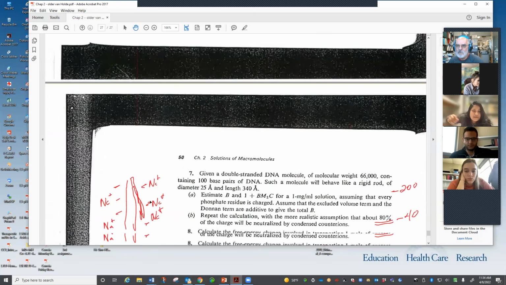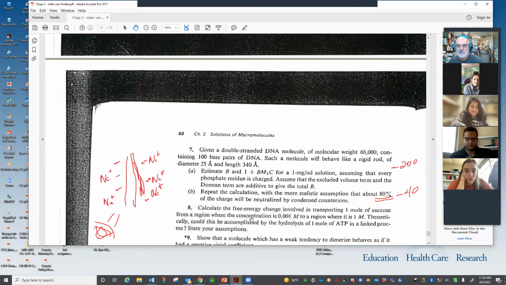Yes. And then this one, I think some of you are still working on this. This problem was challenging, but it's the same thing, right? They're asking us for B and 1 plus BMC for a 1% solution. The thing here is, when I went over this in class, they're asking for excluded volume plus the Donnan effect. Right, so there's two formulas that you have to know, and you're doing both of them.